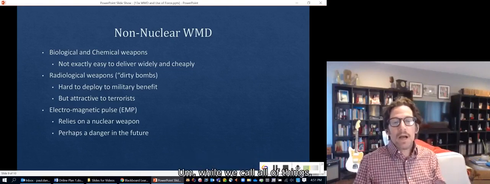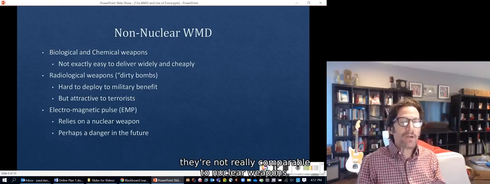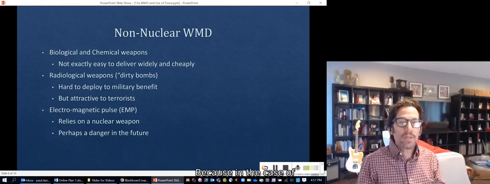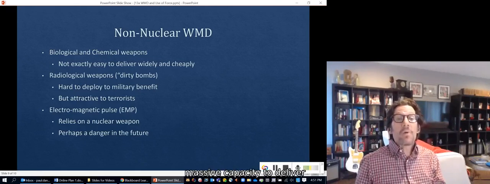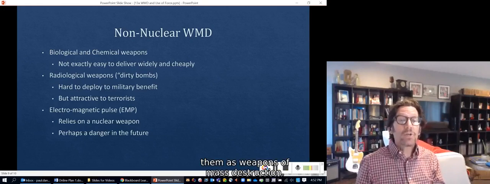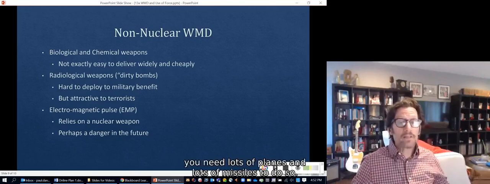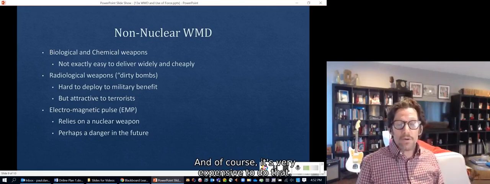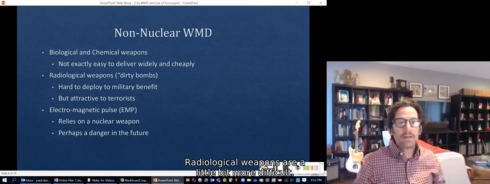But I want to make a point about all of them. While we call all of these things weapons of mass destruction, as it turns out, they're not really comparable to nuclear weapons. Why? Because in the case of biological and chemical weapons, you can build lots of them, but it takes massive, massive capacity to deliver them as weapons of mass destruction. In other words, if you want to deploy biological weapons to a large area, you need lots of planes and lots of missiles to do so. And of course, it's very expensive to do that. And in fact, they don't work very well as weapons of mass destruction because they tend to just blow away in the air.